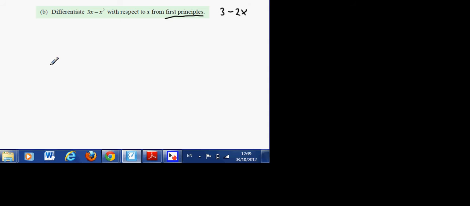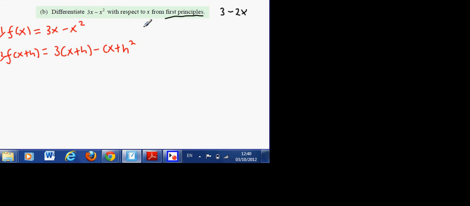The first procedure is to write that f of x is equal to 3x minus x squared. The next step is to write out what f of x plus h is. And then that's step 1. This is step 2. Step 2 requires you to replace all x's with x plus h's. Okay? And then you square them out.